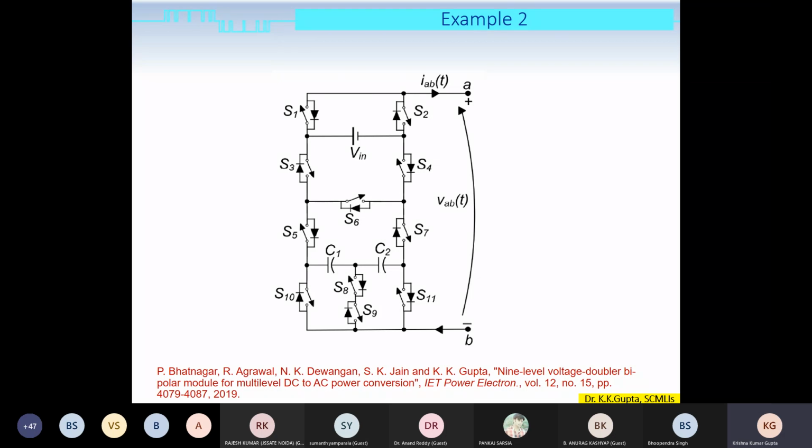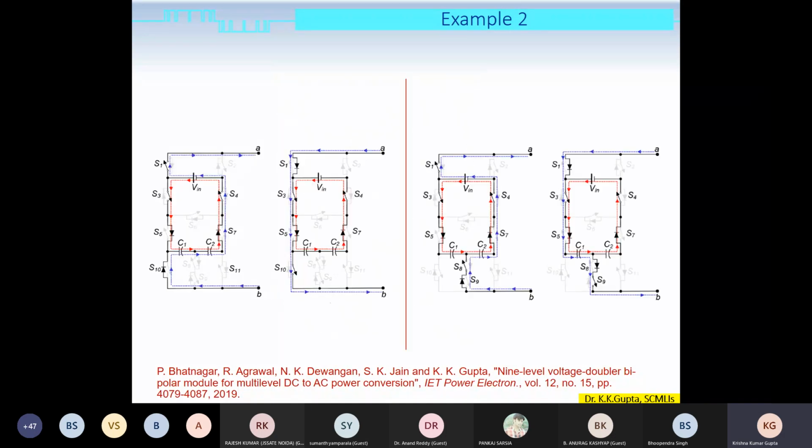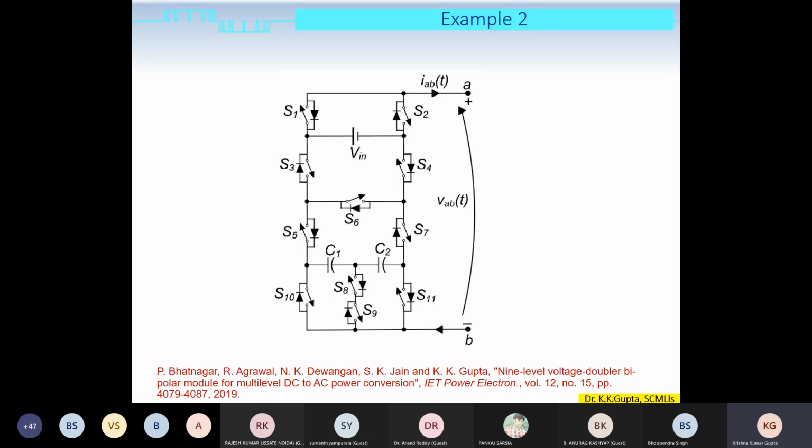So I'm taking an example where we are able to synthesize 9 levels, although the voltage gain remains 2 here, right? So this is the topology. We just need to remember that we charge the capacitors by bringing them in parallel with the source, and simultaneously the load is supplied with multiple levels, right? Here I'm taking an approach where I show the direction of the current also, so that we can appreciate the role of the switches here.